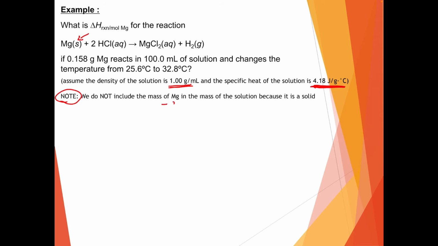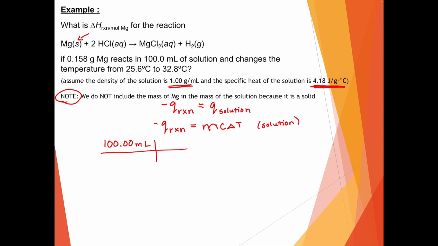We know that our reaction is going to be exothermic because our solution increased in temperature. So our negative Q of the reaction is going to equal Q of the solution, which means that our negative Q of the reaction is going to equal MC delta T of our solution. Since our density is 1.00 gram per milliliter, if we have 100 milliliters of our solution, for every 1 milliliter, we have 1 gram. Oh, and actually these are 1.00, my apologies. So that gives us 100 grams of our solution.